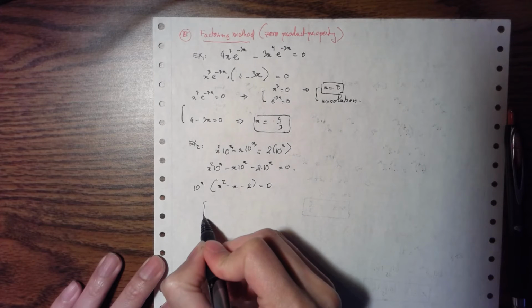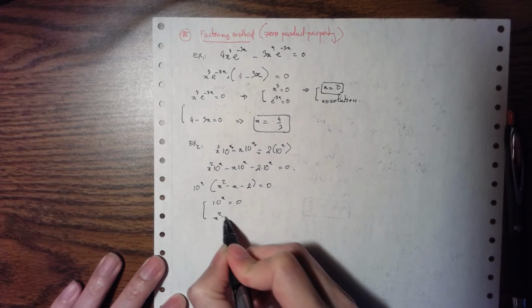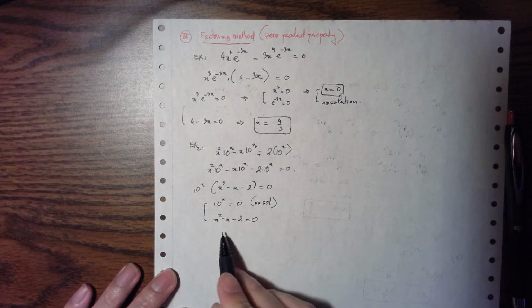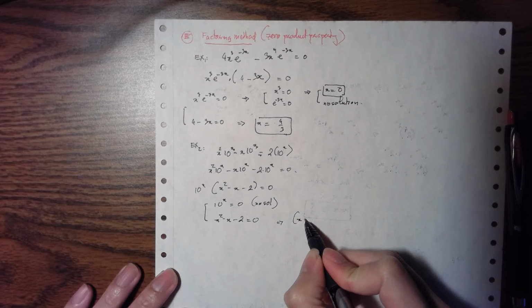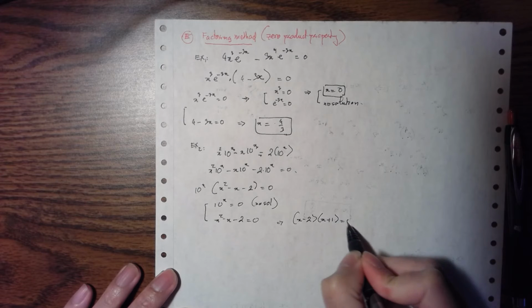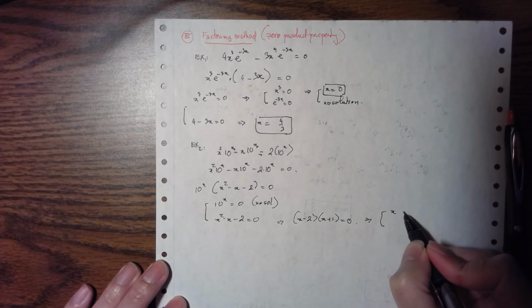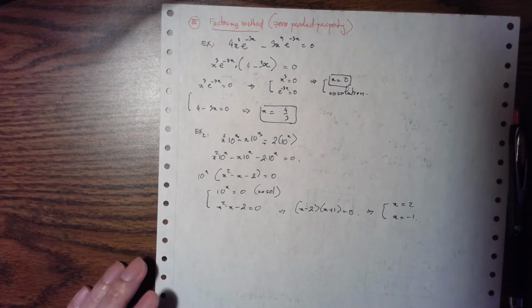And now you can apply the zero product property: 10 to the x equal to 0, or x squared minus x minus 2 equals 0. 10 to the x equal to 0 does not work, right? Because if you check the log base 10 of 0, it doesn't work, so there's no solution here. So all you have is this. And this one you can factor one more time, which gives you x minus 2 times x plus 1 equal to 0. And this gives you x equal to 2, x equal to negative 1. Okay, then you have 2 solutions easily, by factoring.